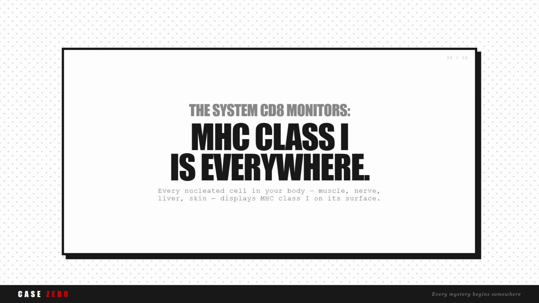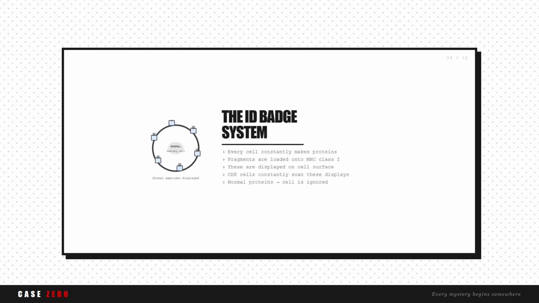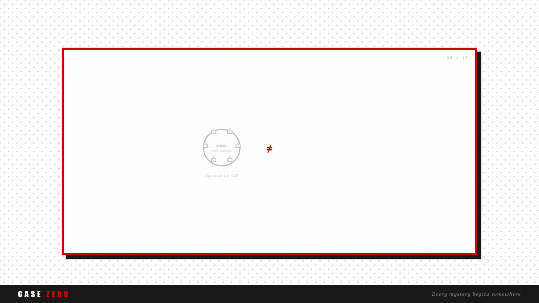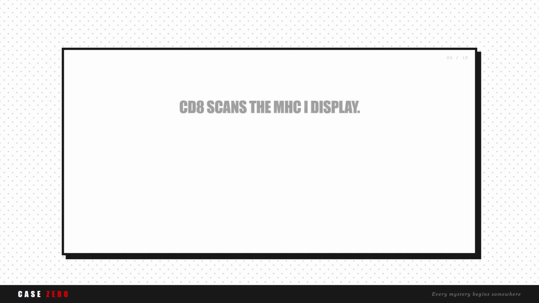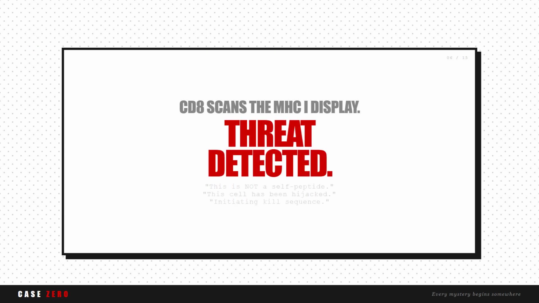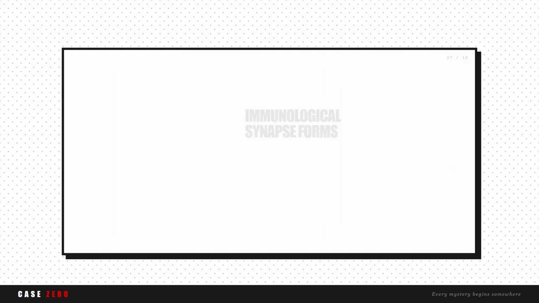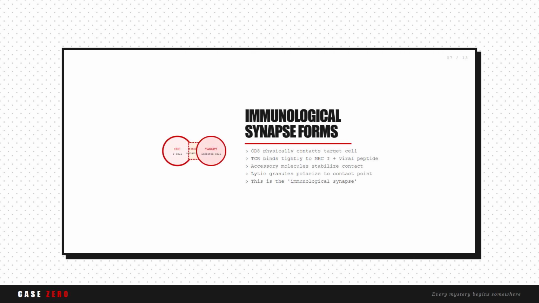Every nucleated cell continuously processes its internal proteins through the proteasome, breaking them into peptide fragments. These fragments are loaded onto MHC class I molecules and transported to the cell surface. In a healthy cell, these displayed peptides are derived from normal cellular proteins. CD8 T cells passing through recognize this as self. No response is triggered. In a virally infected cell, viral proteins are being synthesized in the cytoplasm.